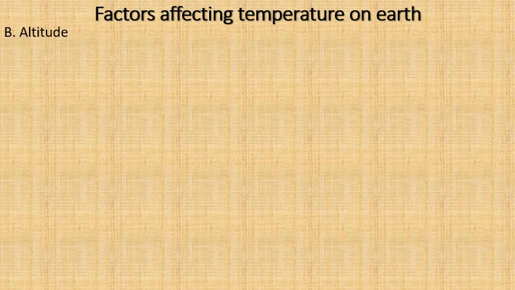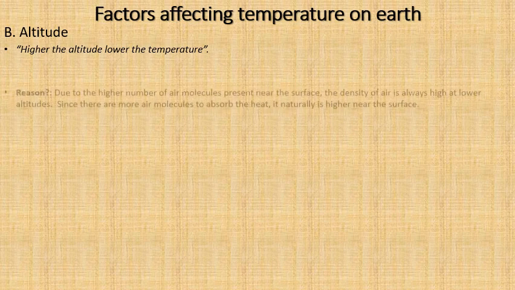Altitude, or height from the sea level. Higher the altitude, lower the temperature. This doesn't apply to all the atmospheric layers, only the lower atmospheric layer or the surface of the earth. Higher the altitude, lower the temperature.